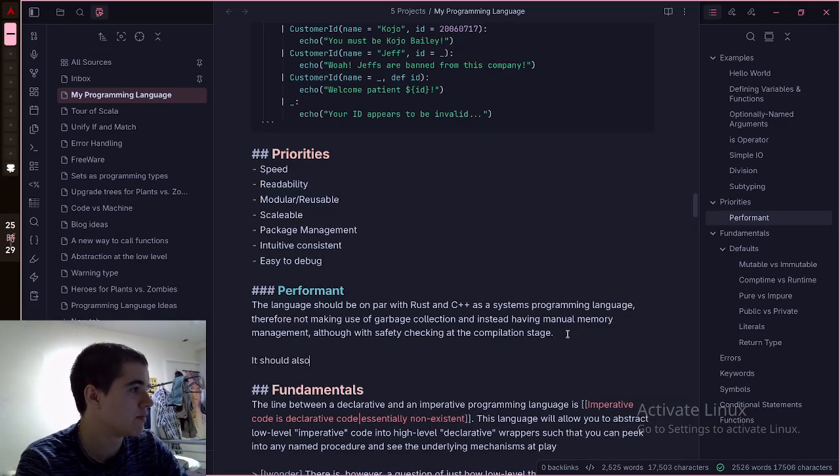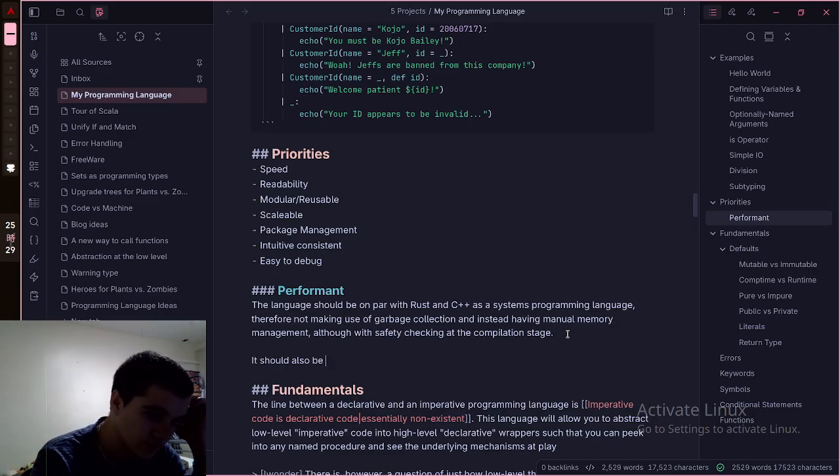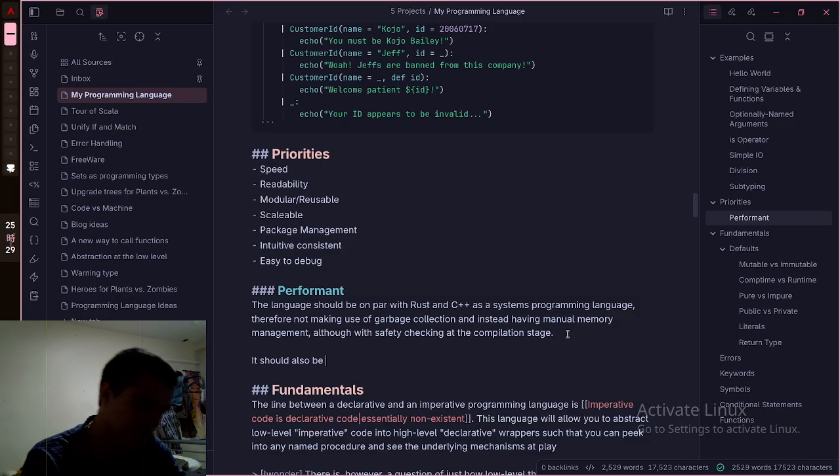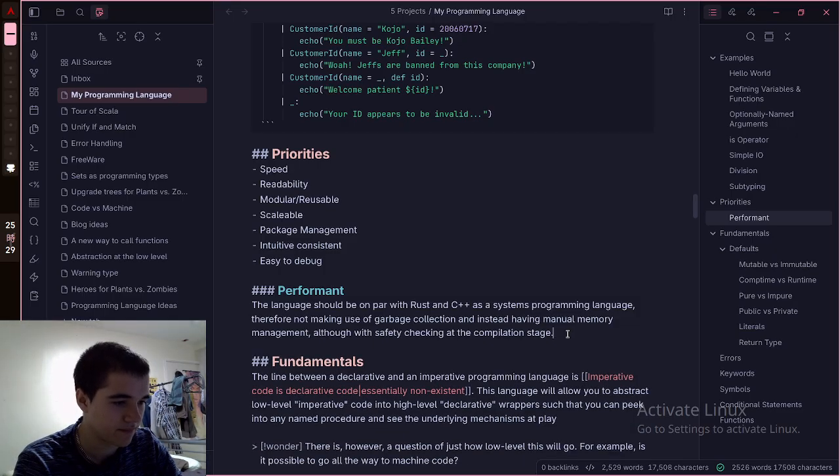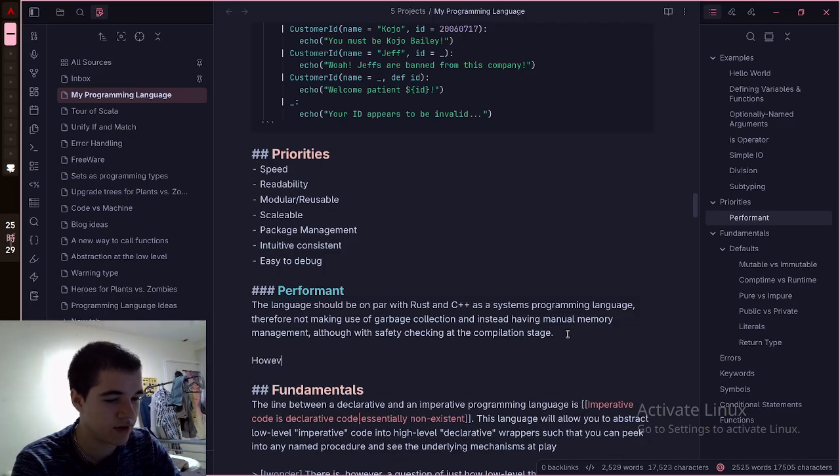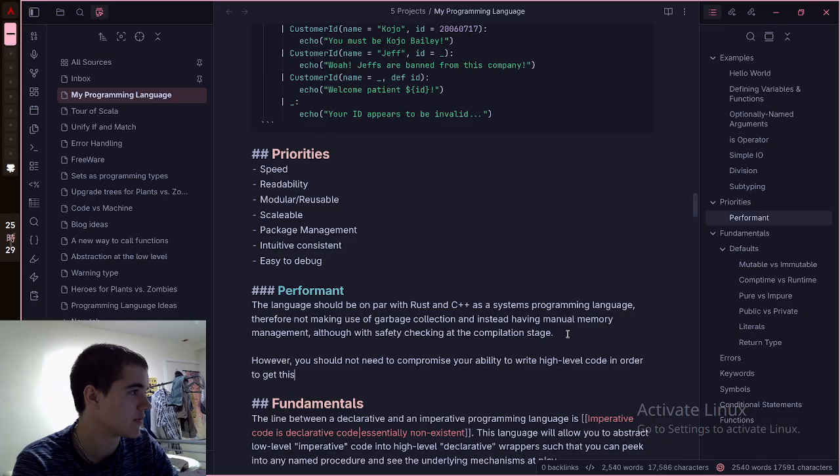It should also be fast, however, you should not need to compromise your ability to write high level code in order to get this performance.